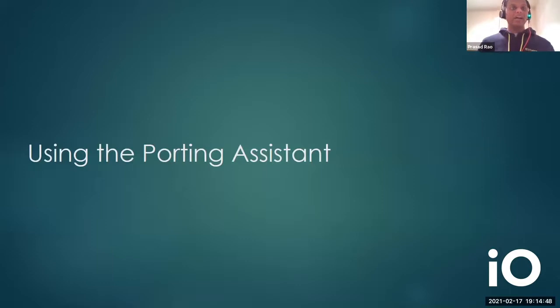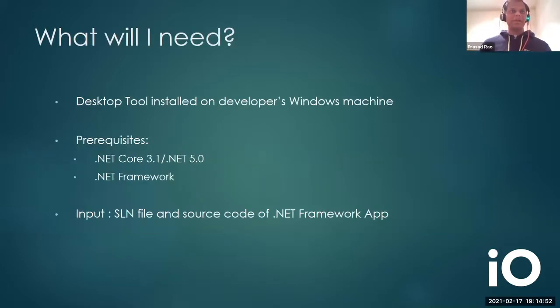So quickly, how to use the porting assistant. It's quite straightforward. You can download the desktop tool and install it on your local developer Windows machine. The download link is there in the resources section, which I'll share at the end of the presentation after the demo. Then you need to configure a few prerequisites, like two prerequisites that are listed here in this slide.